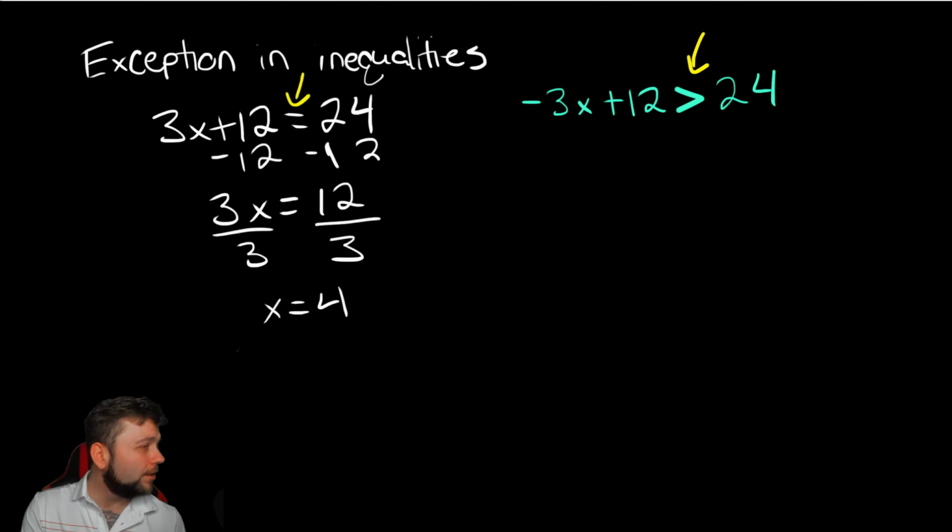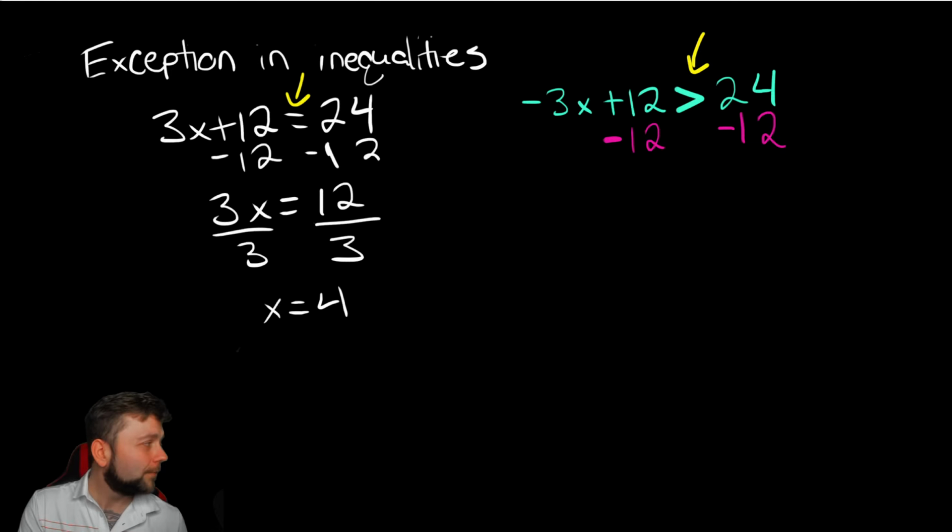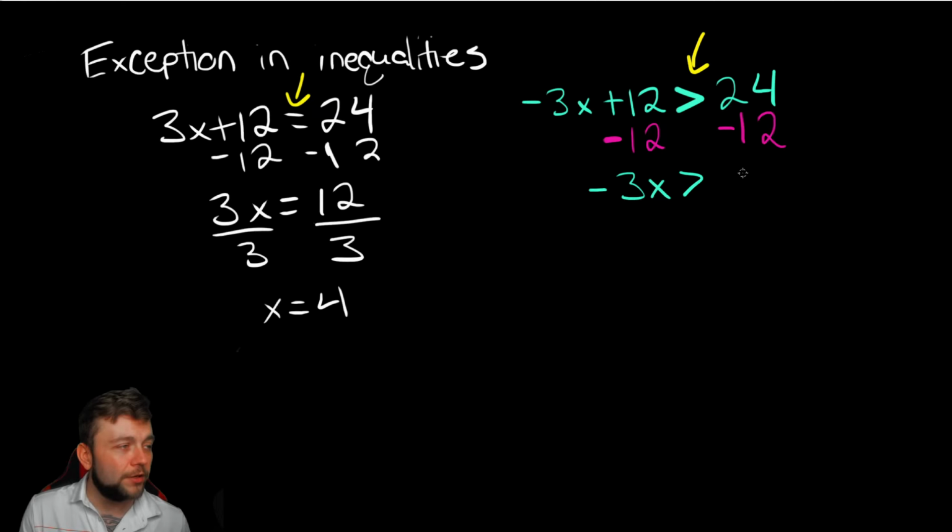So what we're going to do, we're going to just solve this like normal. So how do we get rid of this plus 12 on the left side of our inequality? We subtract 12, and we do that to both sides. Okay, then let's rewrite our problem. And so what we're left with is negative 3x is greater than 12, okay?